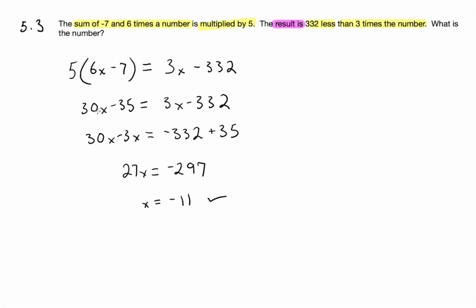5 times 6x is 30x. 5 times -7 is -35. And then we just brought this down. It was already up here. Now we're going to change sides, change signs. So we brought 3x over here and made it a -3x. We brought 35 over here and made it a positive 35. We combined these numbers on both sides to give us 27x equals -297. We divided both sides by 27 and got x equals -11. And that's where you should be. And that is the correct answer. All right, moving on to 5B.